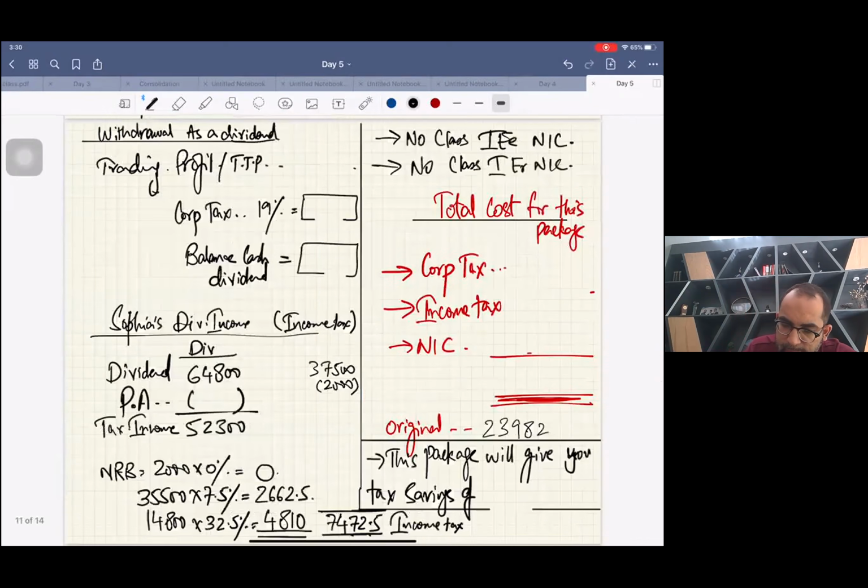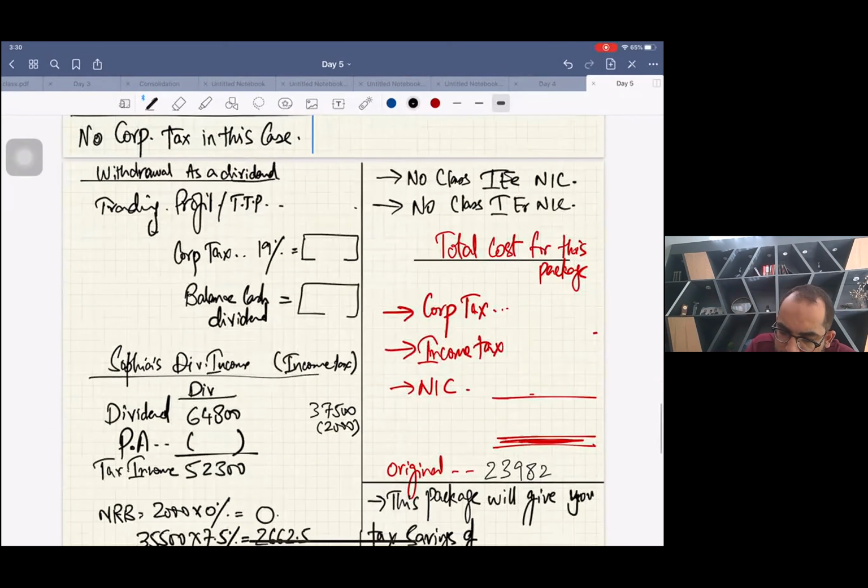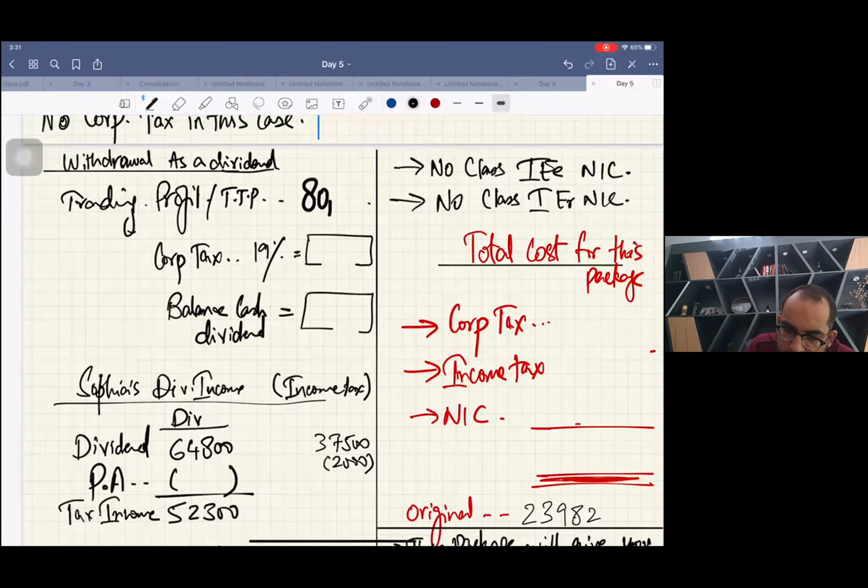Listen. The trading profit for the company was 80,000. So first of all, in this case, now when she's planning to take out funds in the form of dividends, nothing is an allowed expense for the company. Dividends are not at all an allowed expense. So she has to pay 19% corporation tax. So this will be 80,000 times 19%, 15,200.